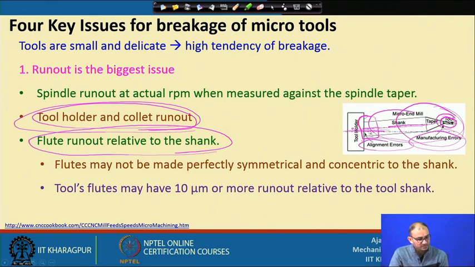So, you can see that these are the different ways by which you can get runout into the system, so you have to find ways to reduce the alignment error. You also have to make sure that whatever process you are using for fabrication of this cutting tool is very finely tuned, otherwise you will end up with this type of cutting tool error.